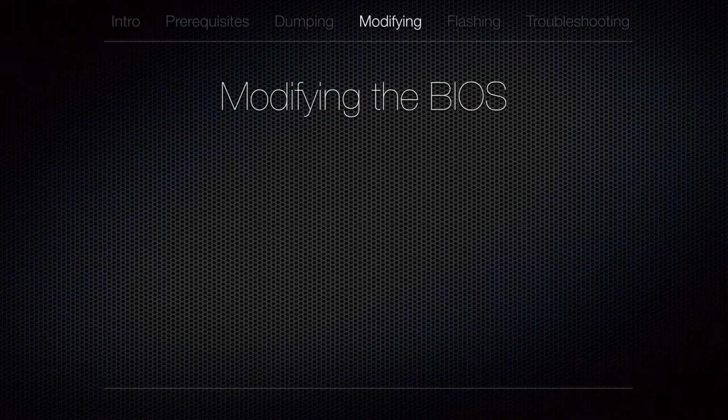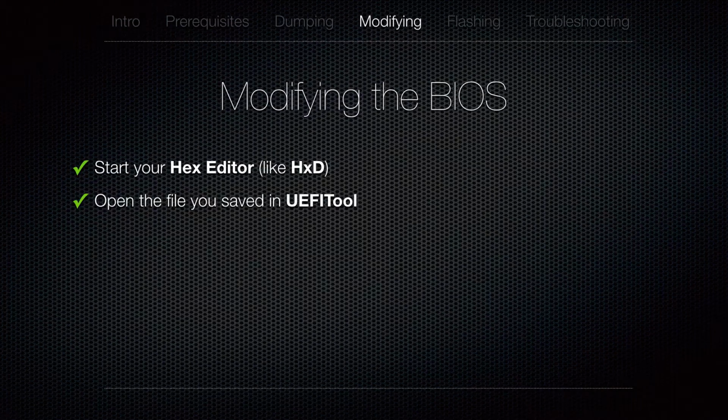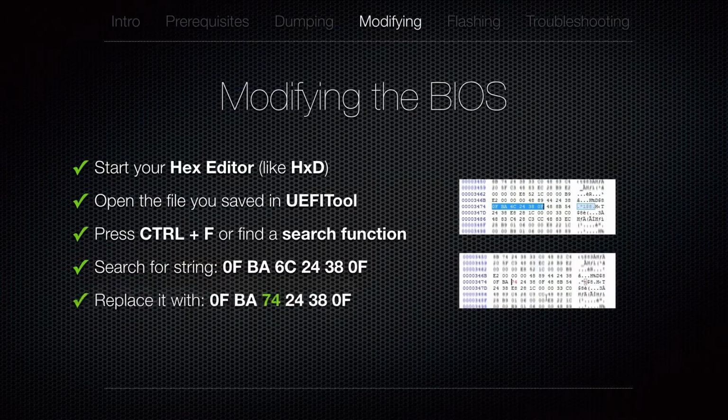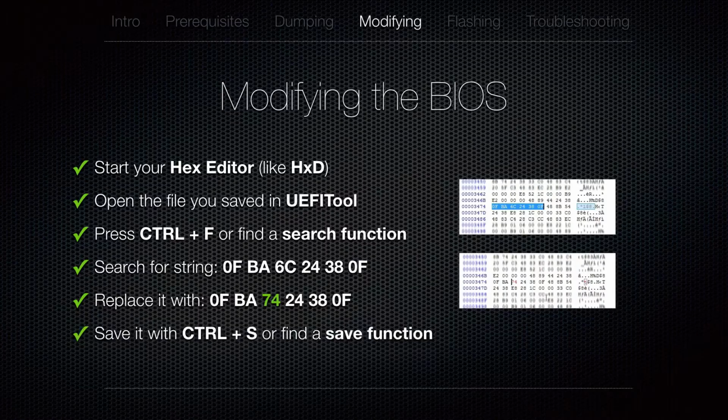We are almost done. Open your hex editor like HxD and open your BIOS file on your desktop. Press Ctrl+F to start the search. You need to find the hex string which we searched before in UEFI Tool. Replace 6C with 74 and save the file. Now you can exit HxD, we don't need it anymore.